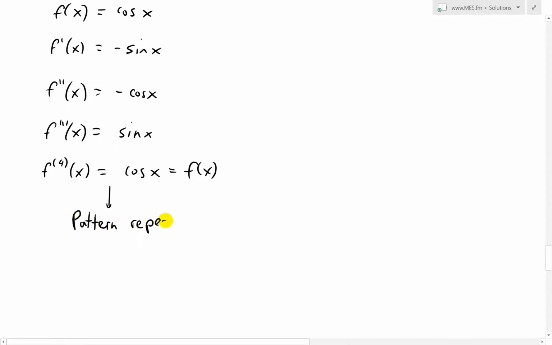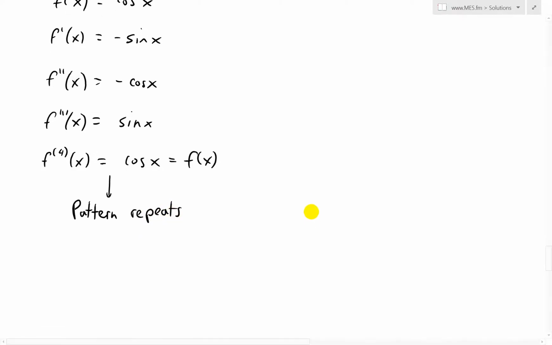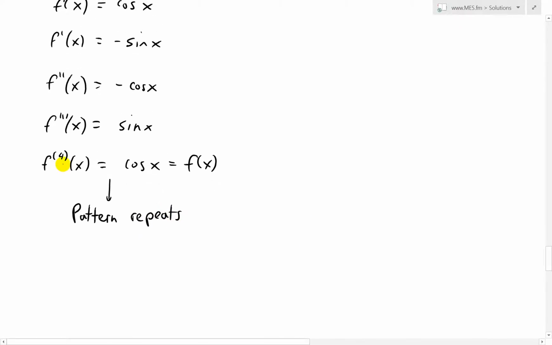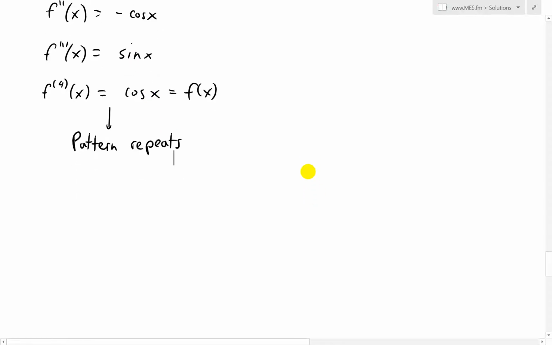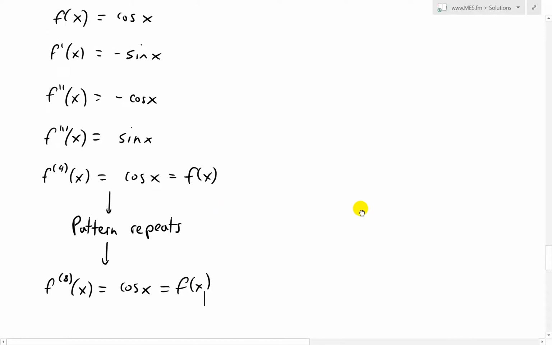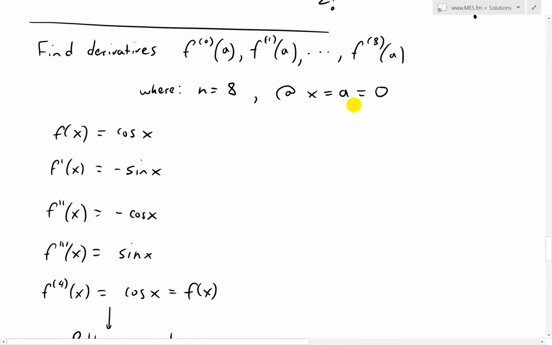The pattern repeats, I'll write it like that. Yeah, so it repeats itself. As you can see, this is the fourth one, so the fifth is going to be negative sine, the sixth will be negative cos, the seventh will be sine, and then the eighth will just be cos of x. And then we just keep going. I'll just write the eighth derivative right here, of x, equals cos of x, equals f of x. It's all equal.